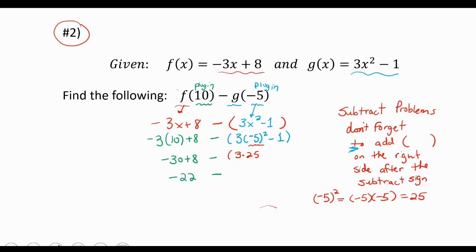Okay? So we're going to do 3 times 25, and then we're going to take away 1. So this would be 3 times 25 right here is 75, take away 1.